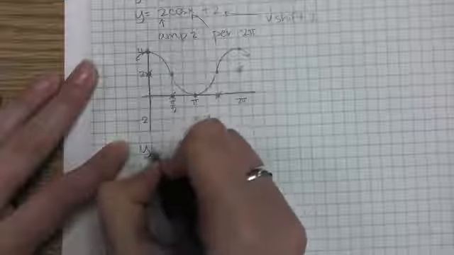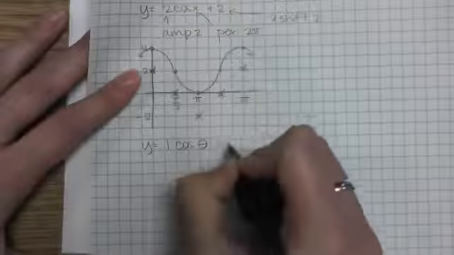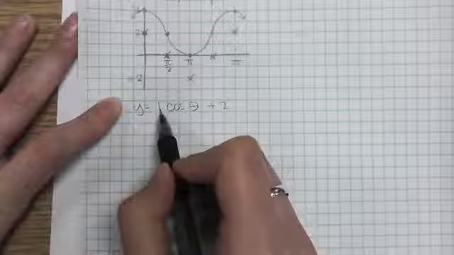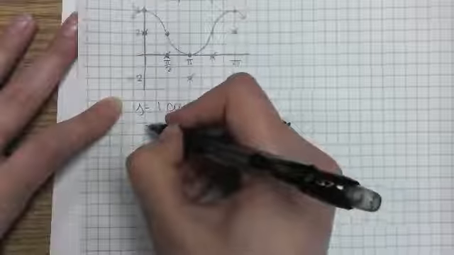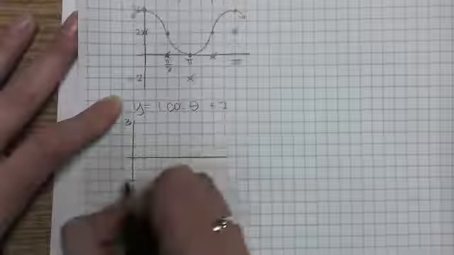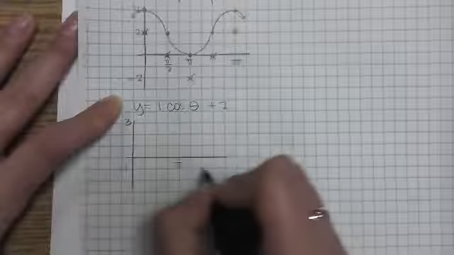So I'm going to grab my graph paper and I'm going to do y equals 1 cos theta plus 2. On this one I know my amplitude is just 1, but I'm going to be shifting it up 2 vertically, which means that I'm going to need it to go up to 3. So I'm going up to 3. Got 1, 2, 3, 4 for pi.